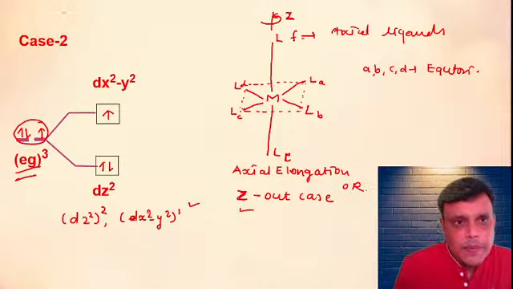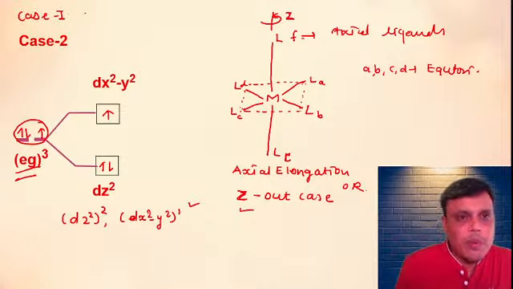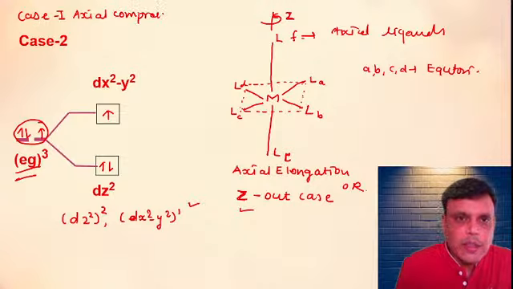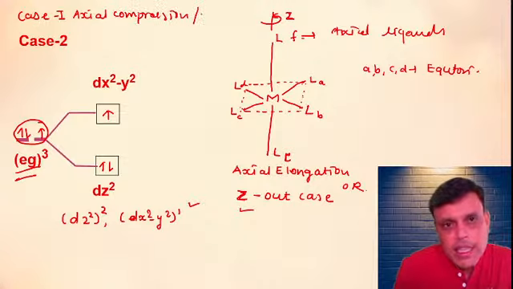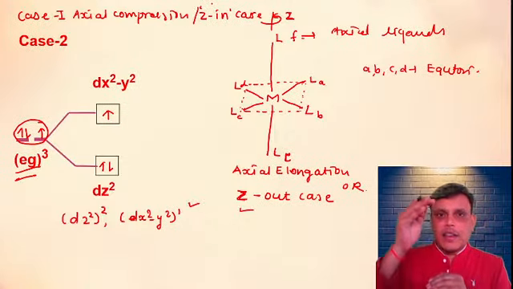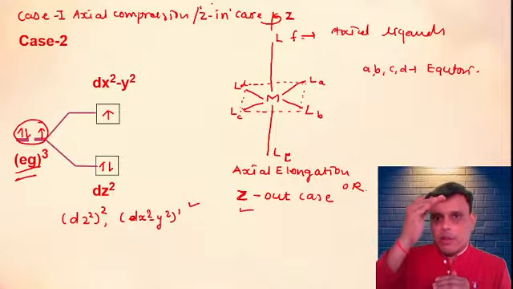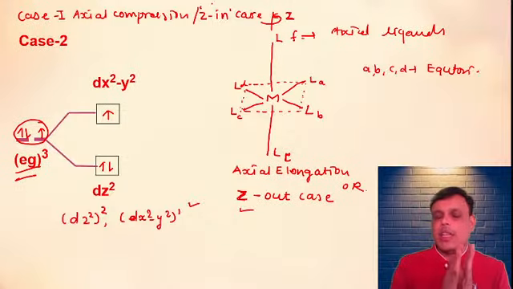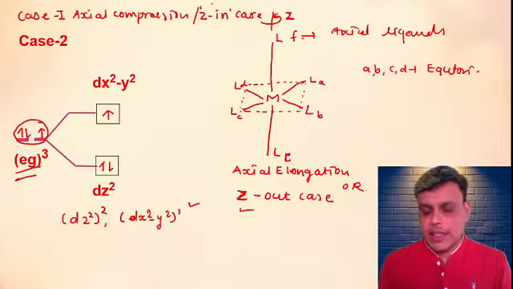So in case number 1, here I will write on the left top corner, case 1 is axial compression takes place, axial compression होता है इसमें, ठीक है. So that case is called as z in case, because what happens in that case, the ligands on the z axis become compressed, that's why it is called as a z in case. Case number 1 is called as axial compression, and this axial compression is also called as a z in case.